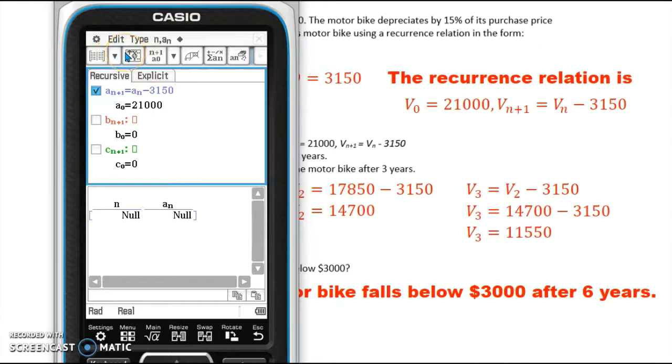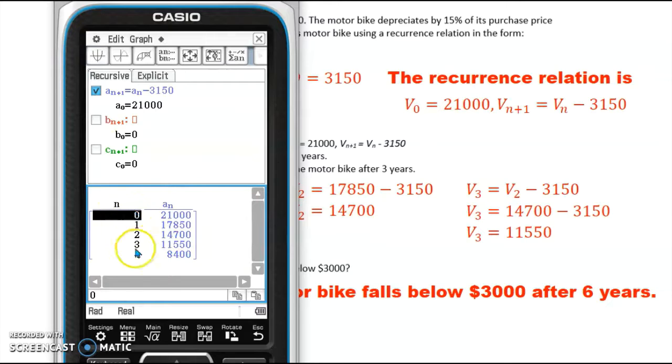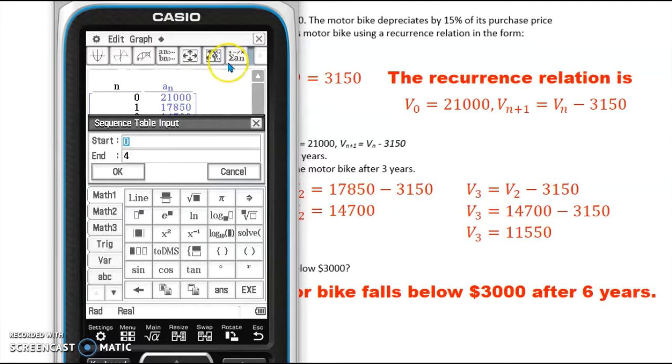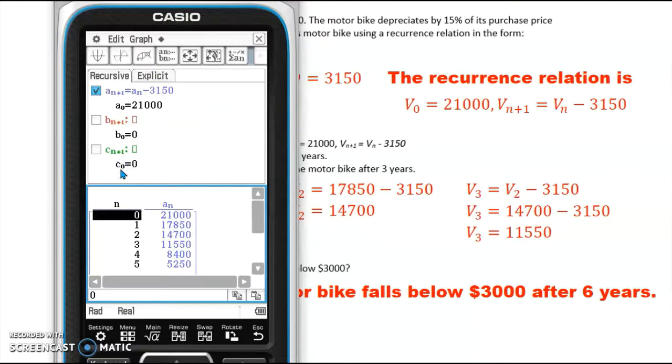Now, before we start, it's probably good to work out where we're going to start from, but we can just select the table. Okay, so here we're going all the way up to 4. So what I'm going to do is just change that to show when does it actually fall below $3,000. So I'm going to click where you see the X and Y to change the sequence table input. I'm going to change the end. Now I usually go to 10, okay, just to be on the safe side.